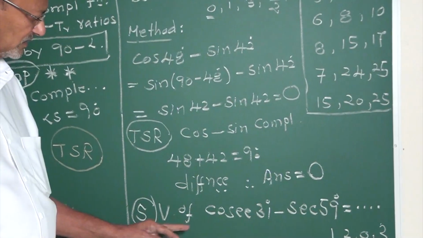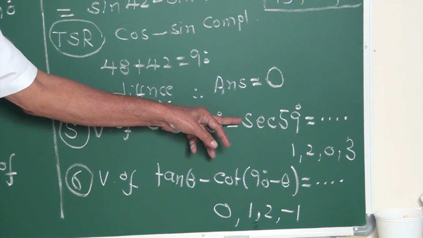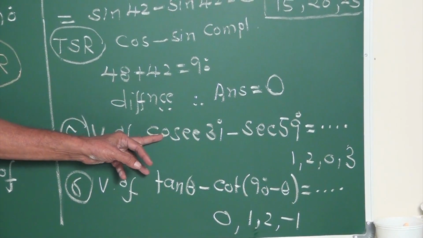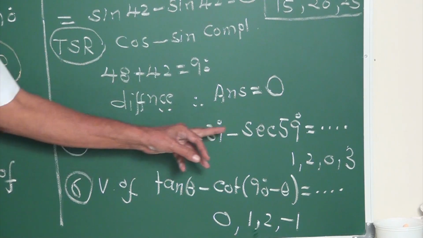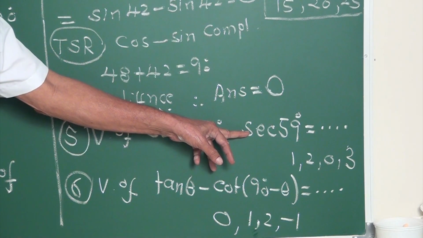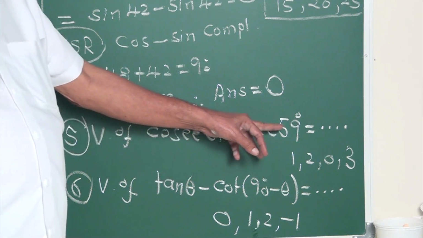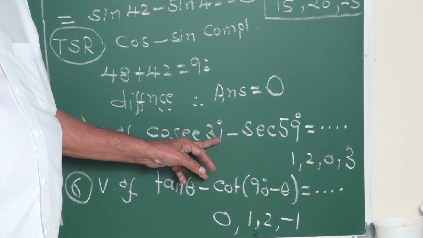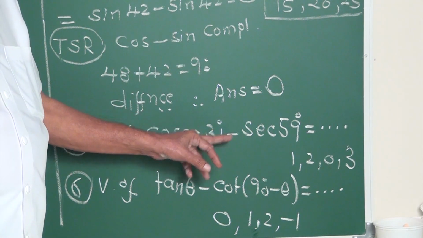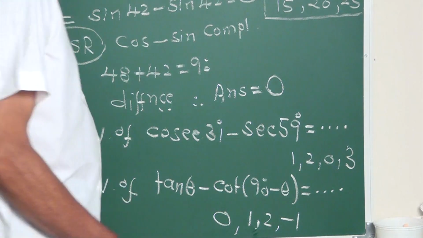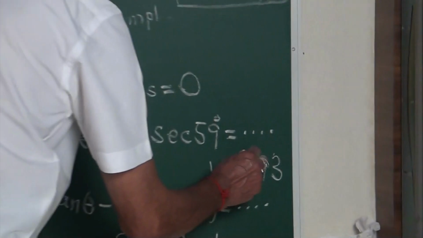Second, fifth example. The value of cosec 31 degrees minus sec 59 degrees. Cosec 31 minus sec 59 degrees. Cosec and sec, co-trigonometric ratios of complementary functions. What is 31 plus 59? 59 plus 1 is 60, 60 plus 30 is 90. Difference is 0, my friend. Difference is 0. Answer.